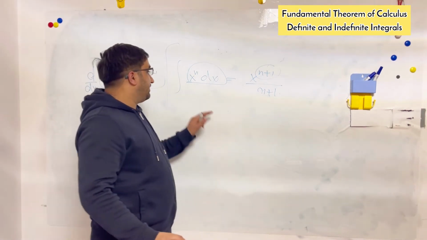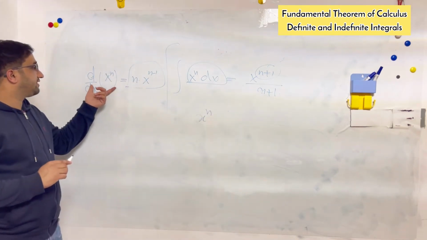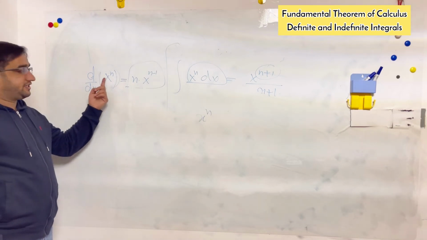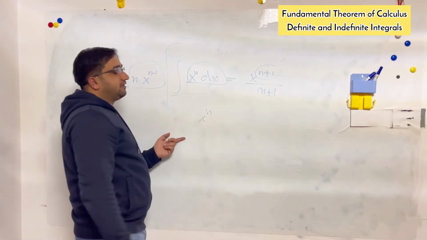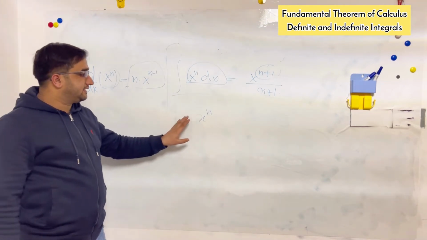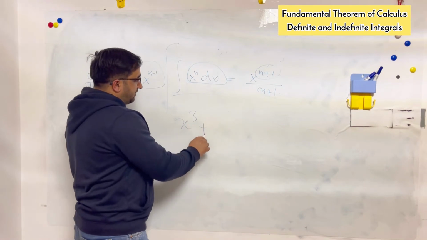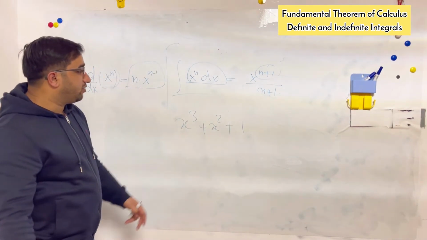this formula for the derivative was valid only for polynomial functions of this kind. Similarly, this formula is only valid for polynomial functions which have this kind of shape. For example, x cube plus x square plus 1, something like this. So these are the polynomials.